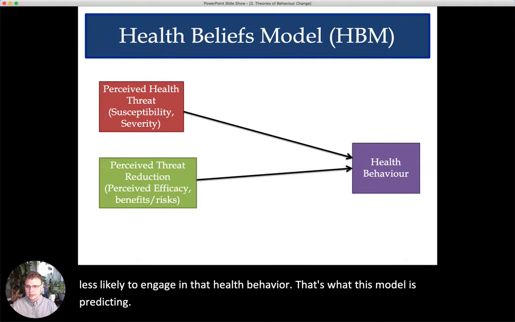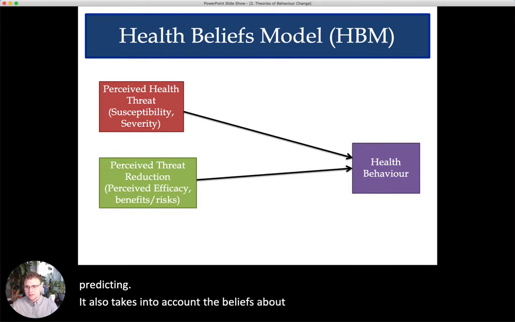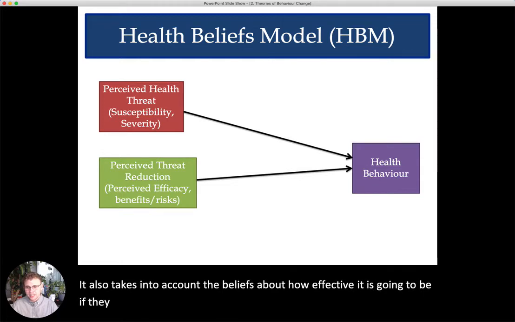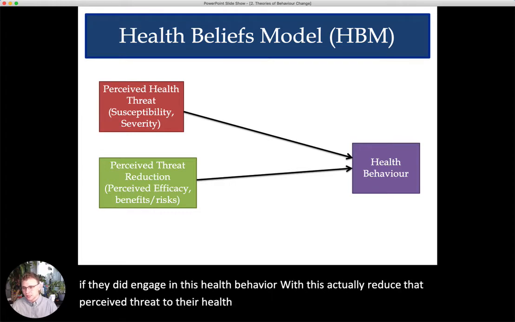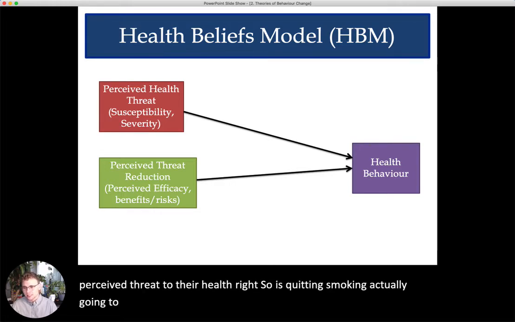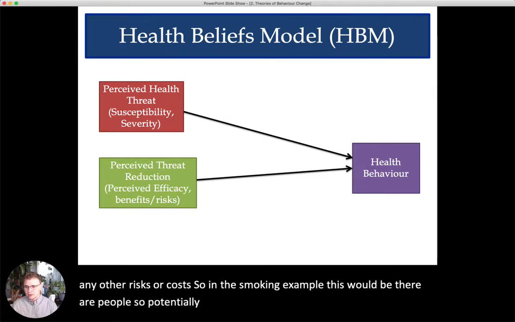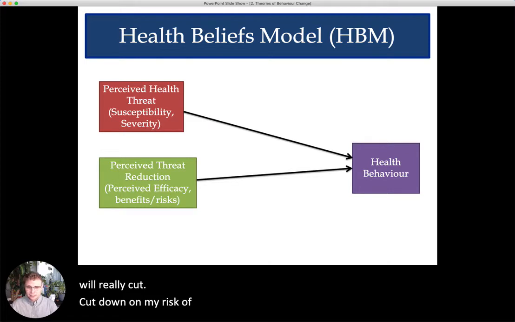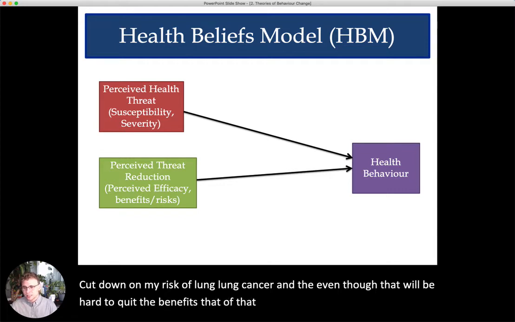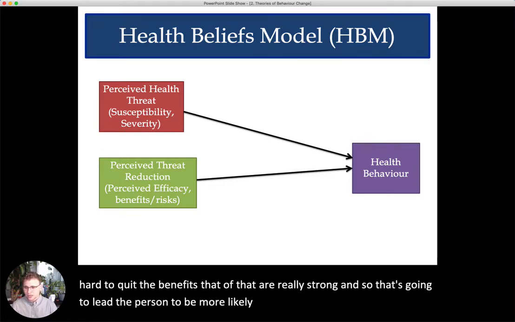It also takes into account the beliefs about how effective it's going to be if they did engage in this health behavior. Would this actually reduce that perceived threat to their health? So is quitting smoking actually going to now reduce their risk? And how do the benefits of that offset any other risks or costs? In the smoking example, you might believe that if I quit smoking, this will really cut down on my risk of lung cancer, and even though it will be hard to quit, the benefits are really strong, and so that's going to lead the person to be more likely to want to change their health behavior.